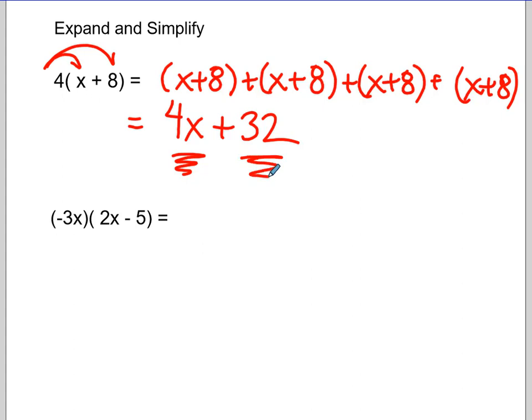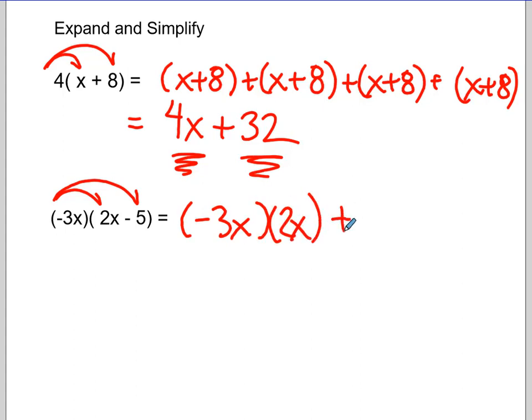Okay, now the next one, I'm going to use the shorter method. I'm going to use the distributive property via the arrows. So I'm going to have negative 3x times 2x, and I'm just going to put a plus in there to separate those, and then negative 3x times negative 5. Okay, so that's the distribution of the negative 3x to both terms in the binomial.